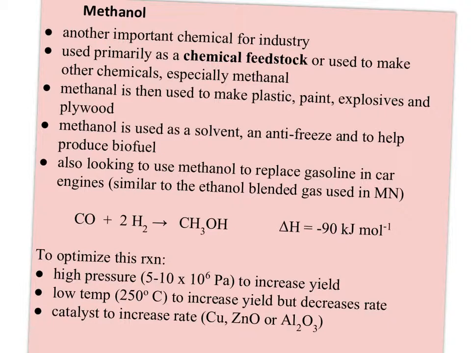So what you should notice from all 3 reactions is you're using high pressure because you go from more moles to fewer moles of gas. You use kind of a moderate to low temperature so you don't completely sacrifice rate or yield, and you use a catalyst to improve the rate overall.